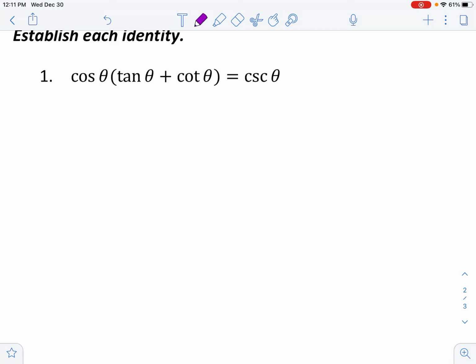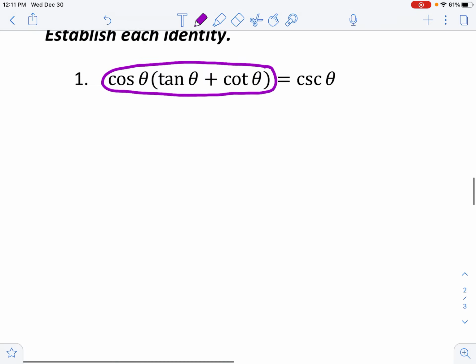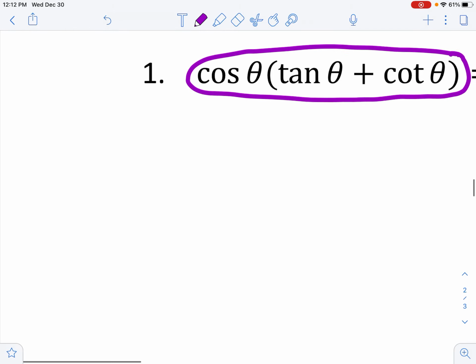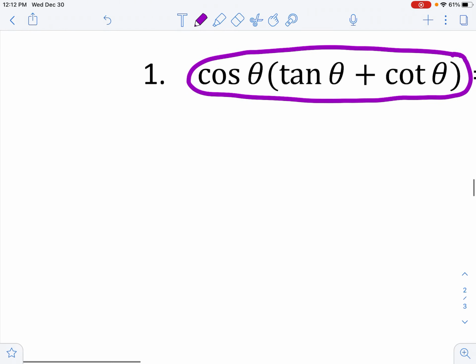So I'm going to start by picking the most complicated side, and you're going to circle it or box it. I'm going to circle it. This is the side I'm manipulating. Okay, it's going to say on your test, circle the side that you're manipulating. Okay, so I know that I'm going to end up with cosecant of theta. So I'm just going to even move it over so that I don't even see it right now, but I will keep my goal in mind.